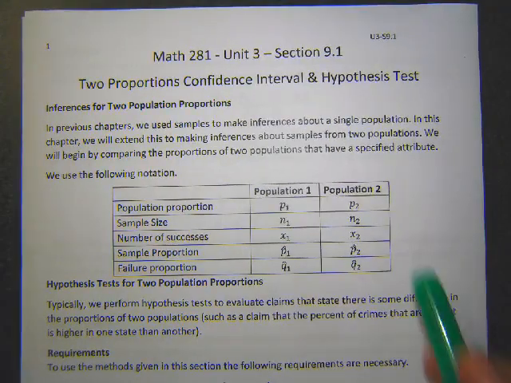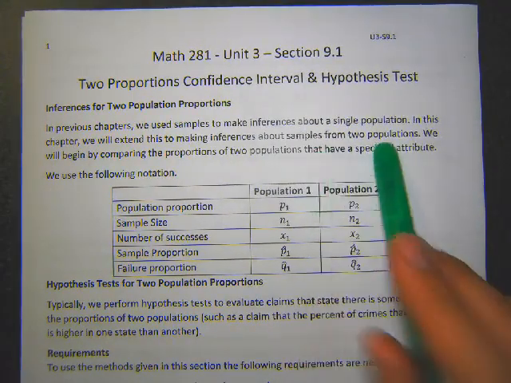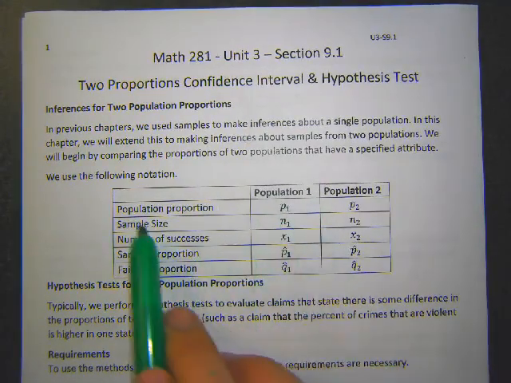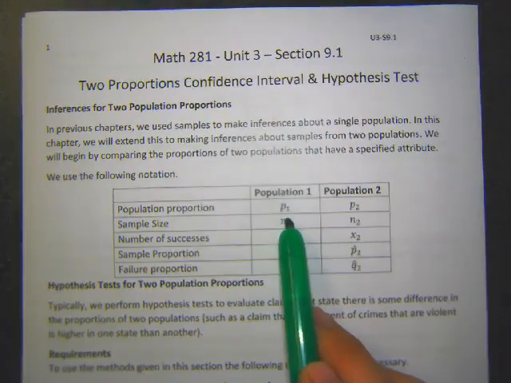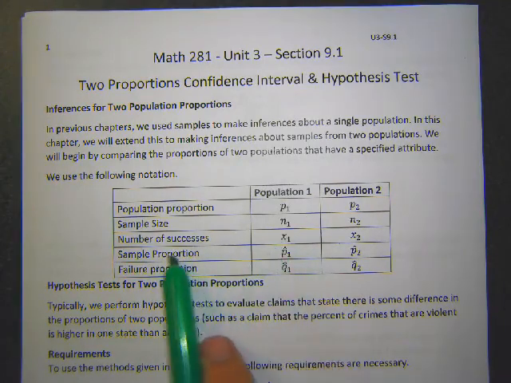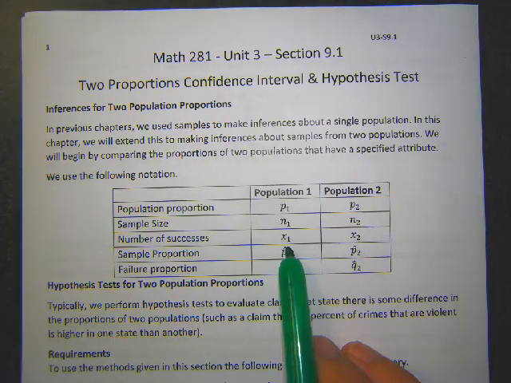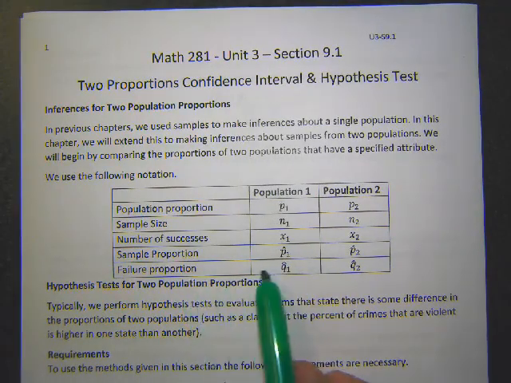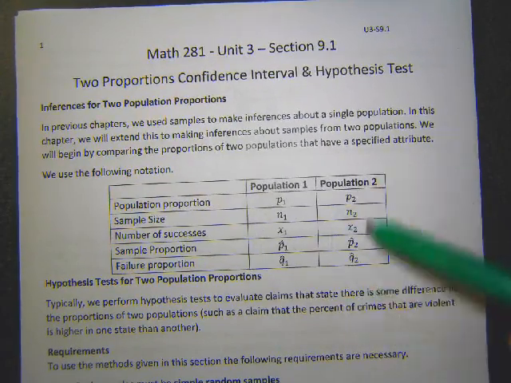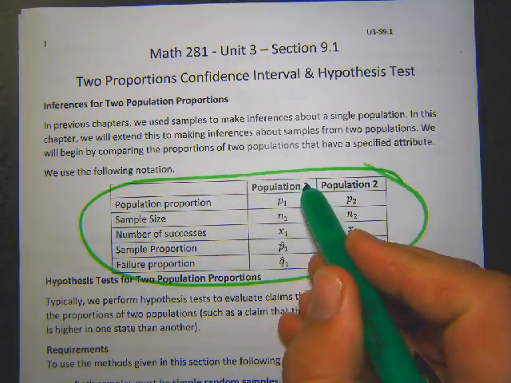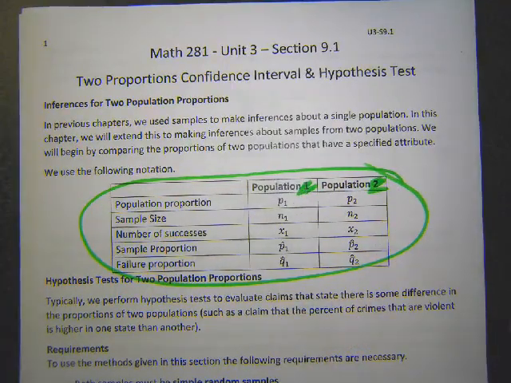So we're looking at just a single population, but now we're going to look at samples from two populations and compare those. So we're going to use this notation down here. So we'll have population 1, we'll have the population proportion, just p1 versus just p when we only have one population. Sample size will be n1 versus just n normally. Number of successes would be x1, so that's the number of people that have the trait we're looking for, or things that have the trait. Sample proportion, so p-hat 1. And failure proportion, q-hat 1. Of course, all those things will be the same for population 2. They'll just have a 2 instead. So this is the notation we'll be using. Again, there's going to be the 1s versus the 2s. So we have two different populations.